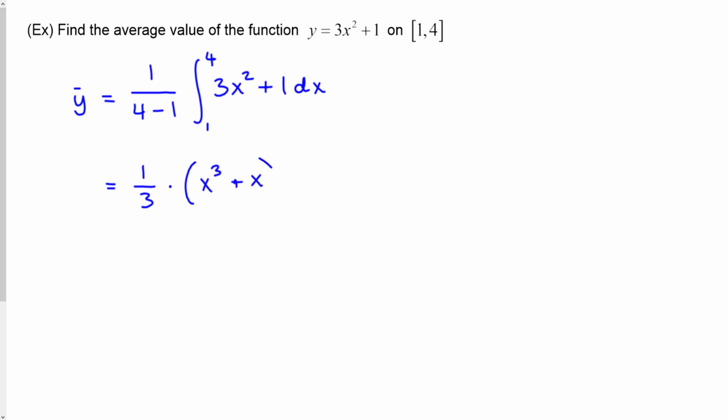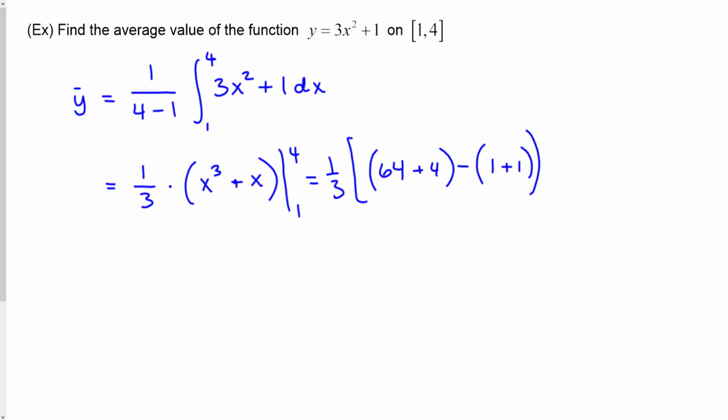So 1/3 of 4 cubed is 64, plus 4, minus, plugging 1 in, it's just 1 plus 1. Oops, had a bracket there instead of parentheses. So this is now 1/3. 64 plus 4 is 68. 1 plus 1 is 2. So this is 1/3 of 66, which is 22. So that right there is the average height of our function on that interval.